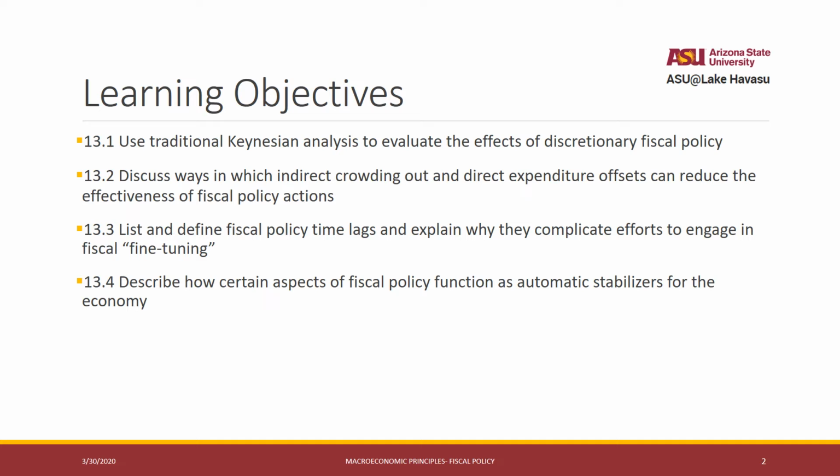In this chapter, we have 4 learning objectives. After completing this chapter, you will be able to use the traditional Keynesian analysis to evaluate the effect of discretionary fiscal policy. Objective 2 is to discuss the ways in which indirect crowding out and direct expenditure offsets can reduce the effectiveness of fiscal policy actions.